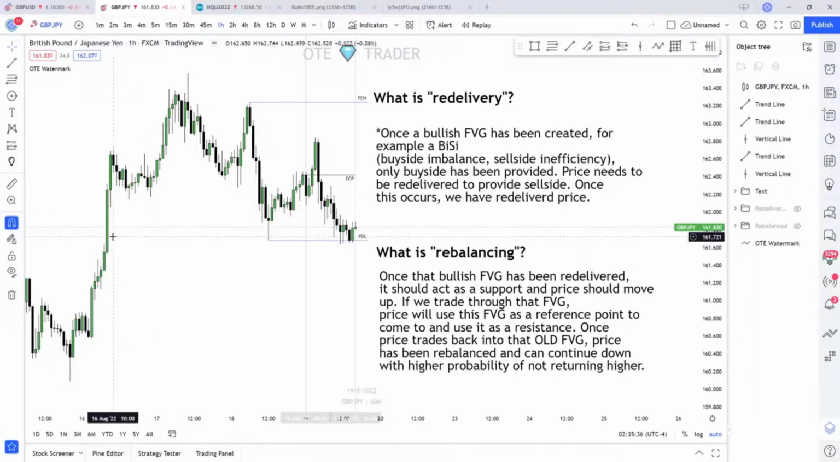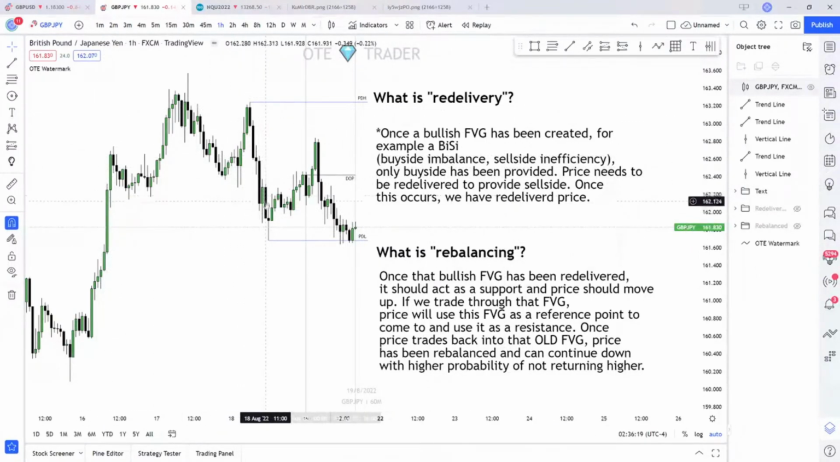Now price will, I think, almost always come back into fair value gaps where only one side was provided. Here only buy side is provided. Price comes back into it, and now we are redelivering price and offering sell side. We have buy side only over here, and once price comes back into it, we have sell side provided. So price is being redelivered in that buy side imbalance. It's also called a BISI, buy side imbalance, sell side inefficiency, because the sell side is inefficient, as there's nothing provided.